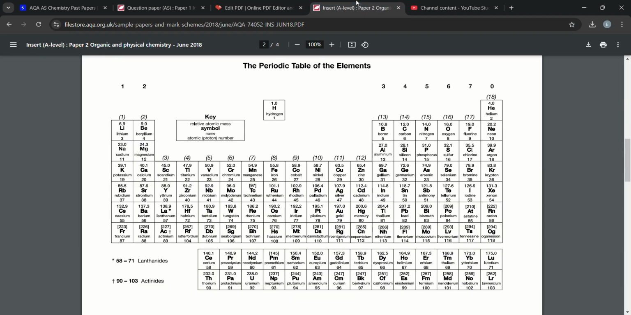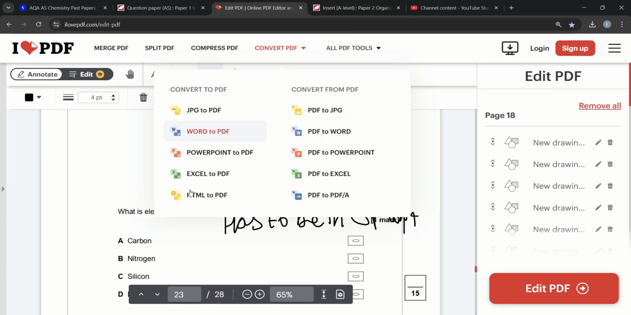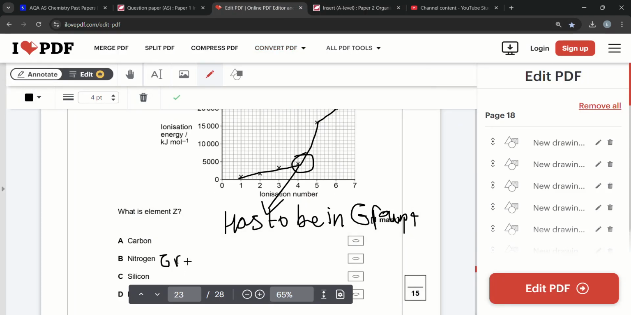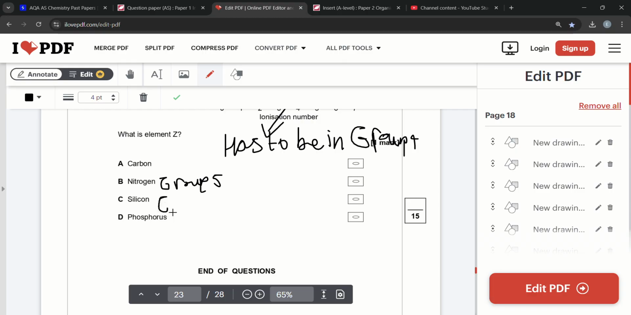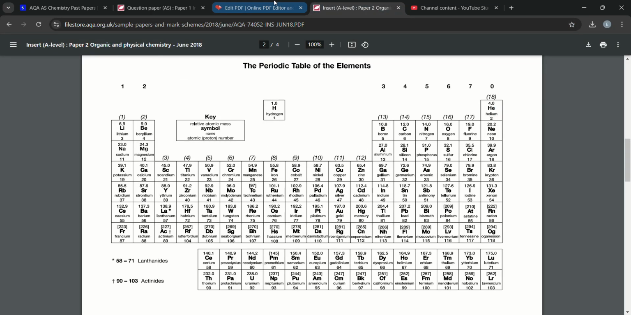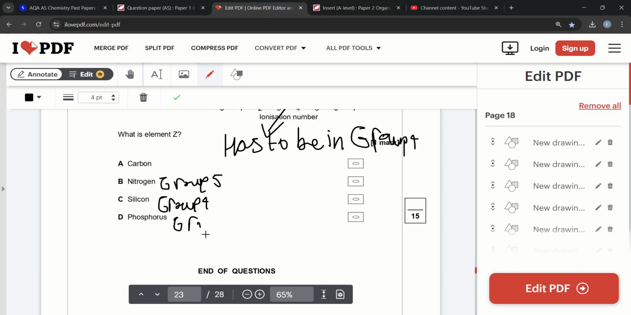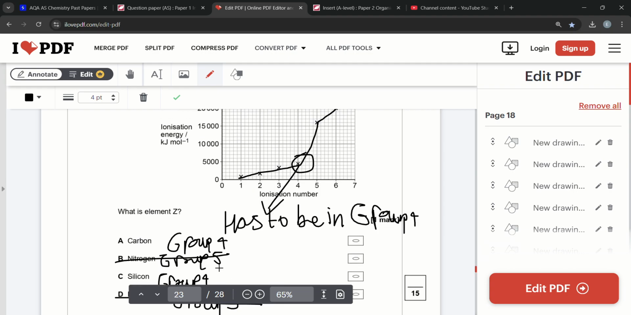Is carbon in group 4? Yes. Is nitrogen in group 4? No, it's in group 5. I'm just going to write down the groups and then I'll cross them out. Silicon is in group 4. Phosphorus is in group 5. So already I'm able to eliminate half of the options. Nitrogen and phosphorus are completely incorrect. They're not the element because they're in group 5.